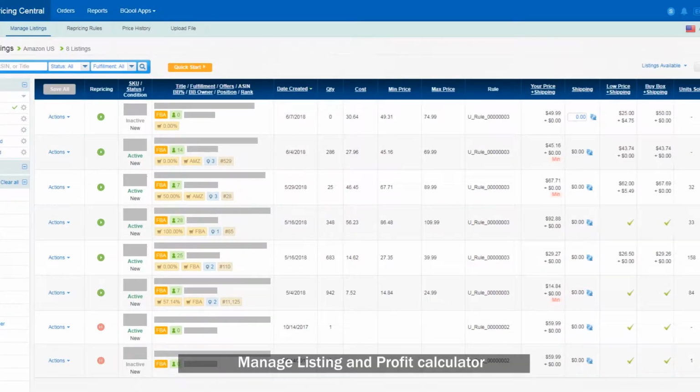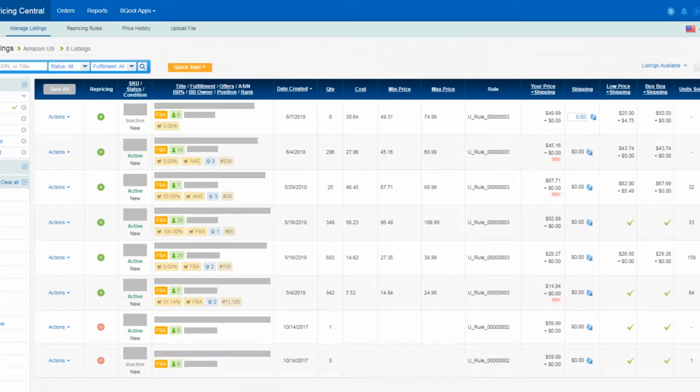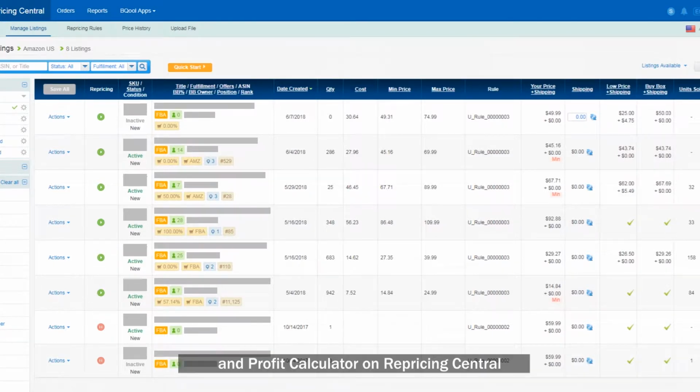Manage Listing and Profit Calculator. Today we will talk about Manage Listing and Profit Calculator on Repricing Central.